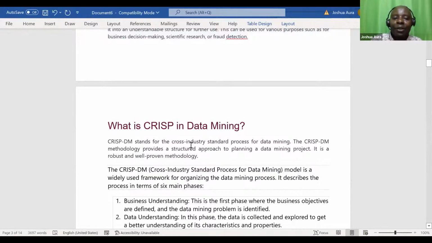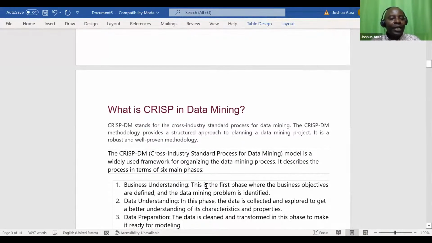The CRISP-DM methodology provides a structured approach to planning a data mining project. It is a robust and well-proven methodology. The CRISP-DM, the cross-industry standard process for data mining model, is a widely used framework for organizing the data mining process. It describes the process in terms of 6 main phases.